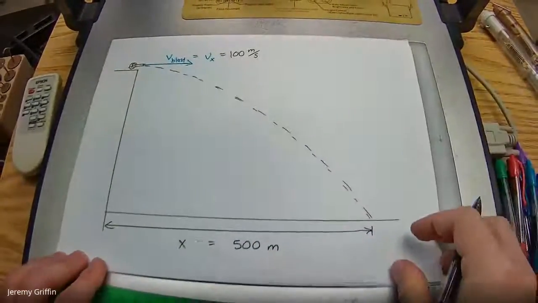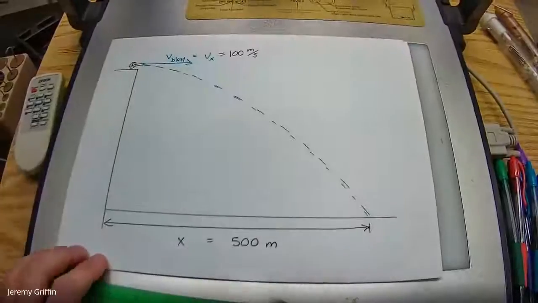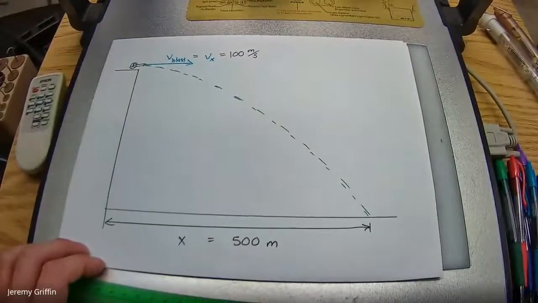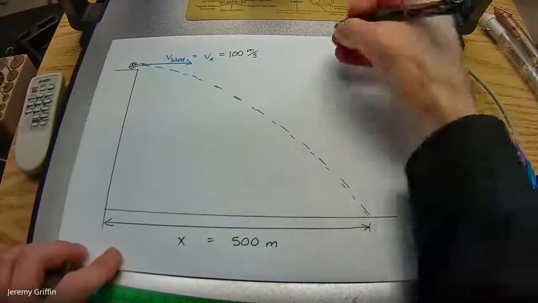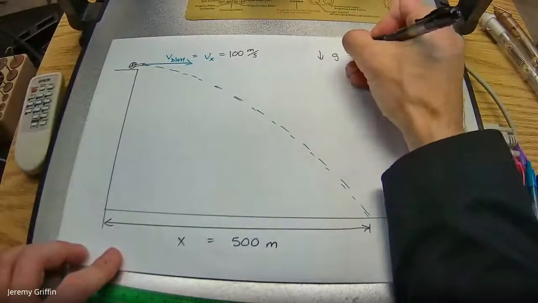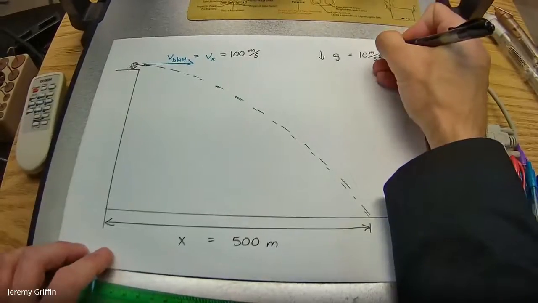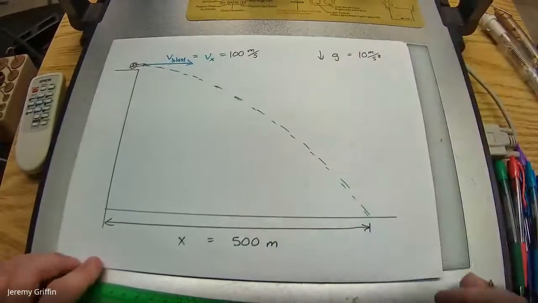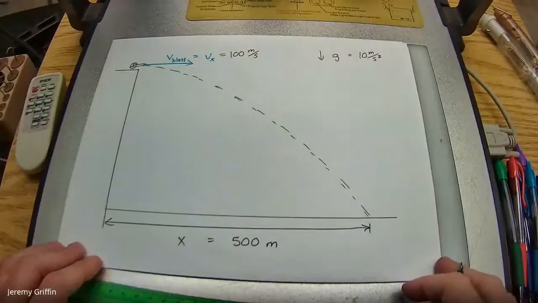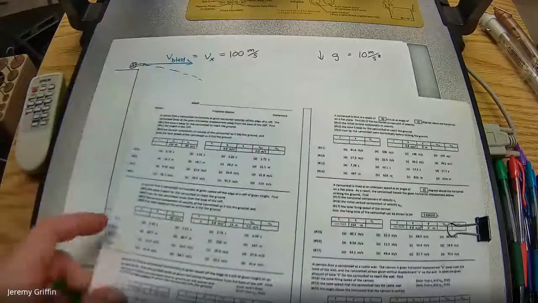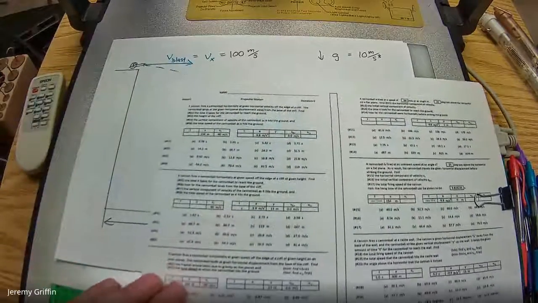Same as the last cannon, right? That's how fast it's firing. That's how far it goes, right? And you also know gravity. 10 meters per second squared straight down. I know on your paper it says 9.8, so in my notes I'll use 10. Close enough. That's it. That's all you know. Now, while you're thinking about that, I bet you guys can figure this out.